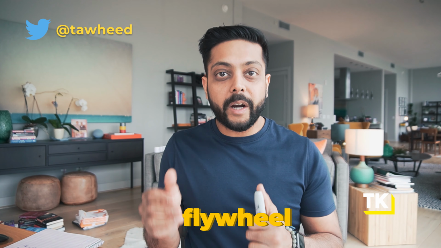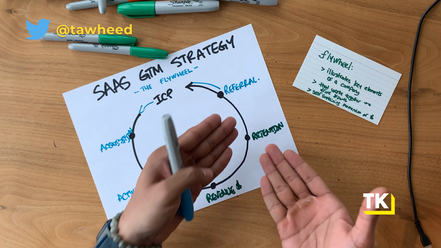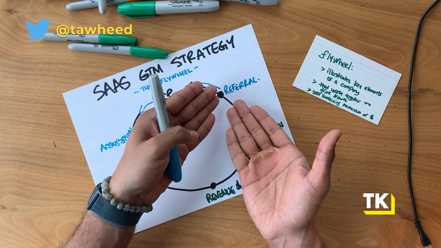And this is the part where the flywheel, that self-sustaining momentum, gets built and it goes faster and faster and faster, because the more people that you acquire, the more people that activate, the more people that convert to revenue, the more people you retain, the more people drive referrals, and it goes faster and faster and faster. This is the core idea behind the flywheel.